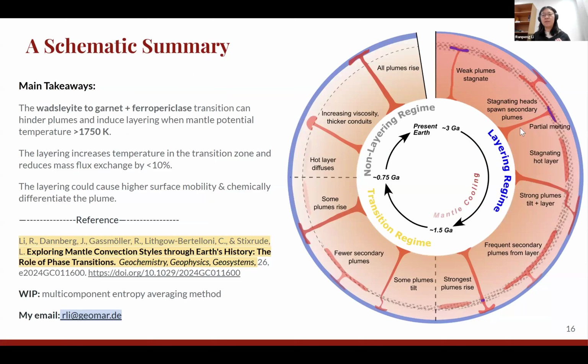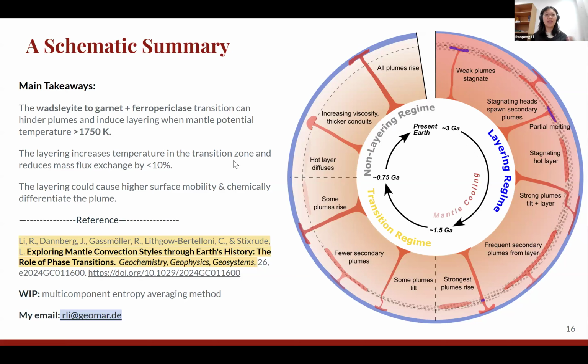And here you can find our various plume morphologies in this schematic summary diagram, and also the different regimes and the times they could correspond to. And the time period of each regime is calculated assuming a cooling rate of 100 Kelvin per billion years. And the most important takeaway is that the olivine to garnet plus clays transitions could hinder plumes and induce layering when the mantle was hotter, like in Earth's past.